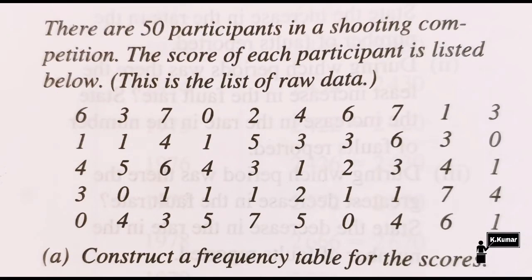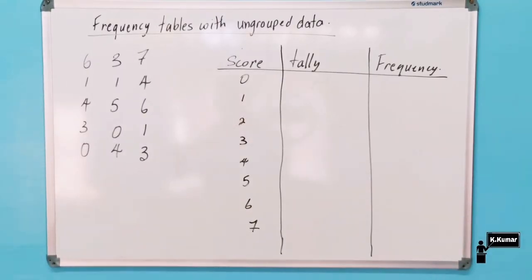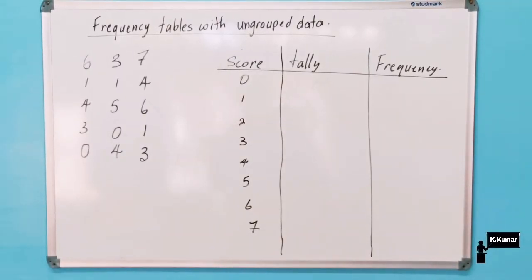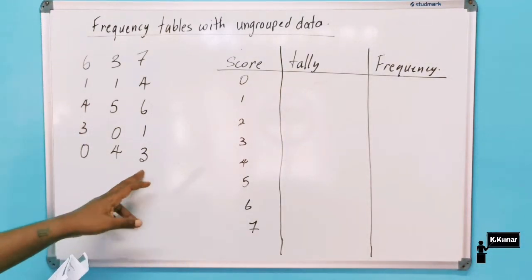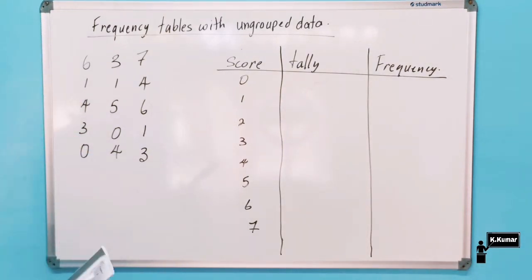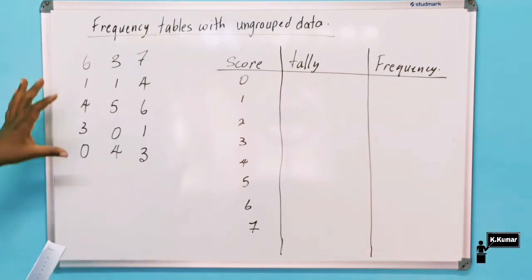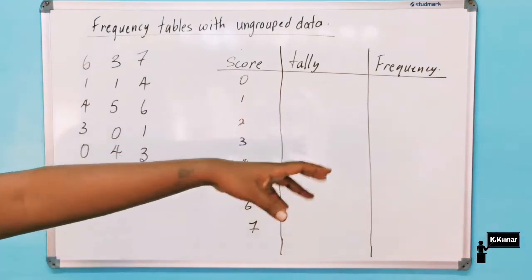We would be working this question, so pause the video and copy the question. So you would have copied the question, and let me just go through it. There are 50 participants in a shooting competition. The score of each participant is listed below, and then they give you 50 numbers there. I don't have the space to write all 50 numbers and put them onto the table, so I'm just going to go through the first three columns, just so that you get an idea of how you place these raw data into our frequency table.